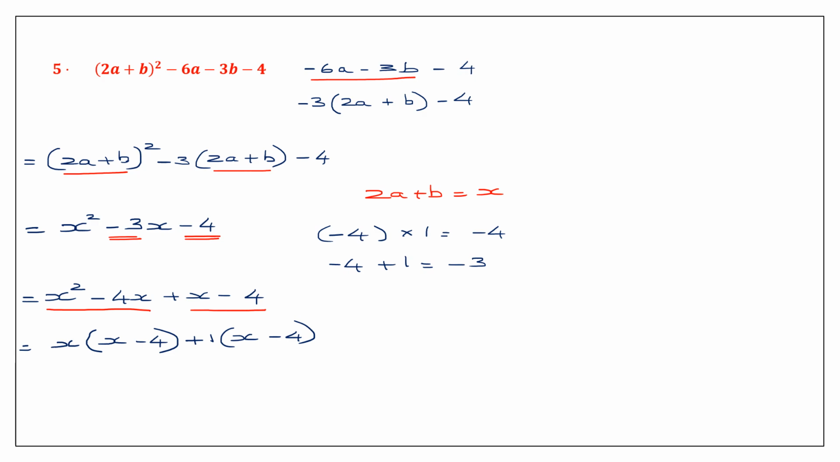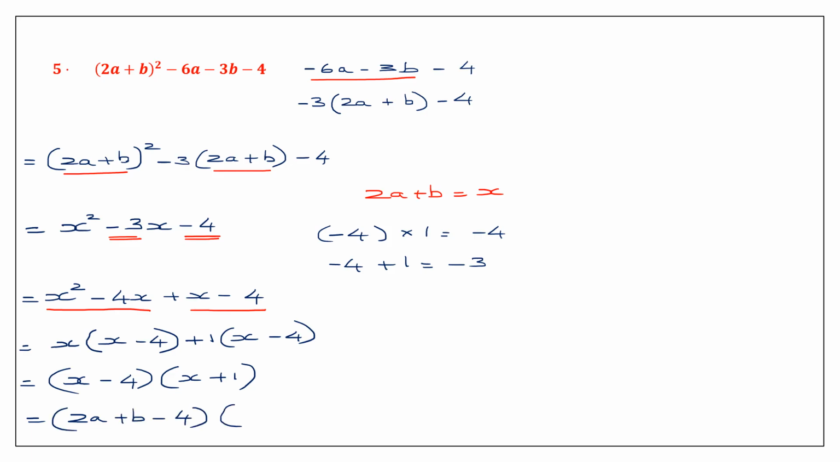So now let's get our common terms. The first one within brackets is x minus 4 and the other one is x plus 1. Now we're going to resubstitute the value of x. Remember, x is equal to 2a plus b. So wherever we have x, we're going to write 2a plus b. So here, instead of x, we write 2a plus b, and what is left is minus 4. This is our first factor.